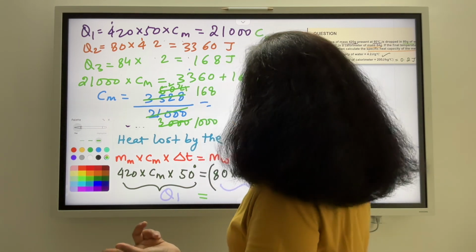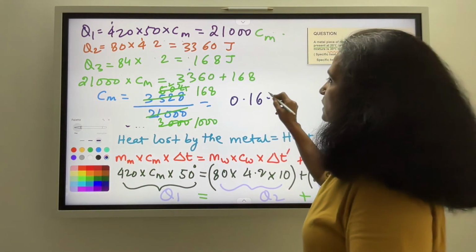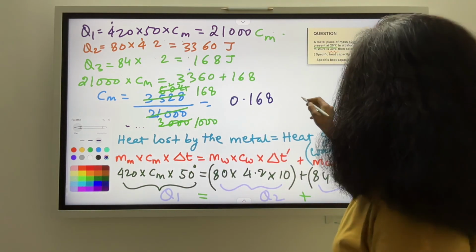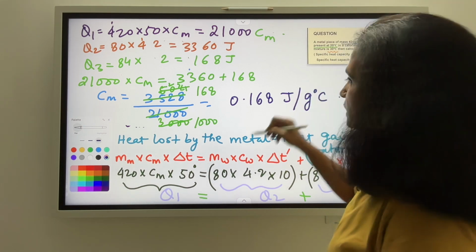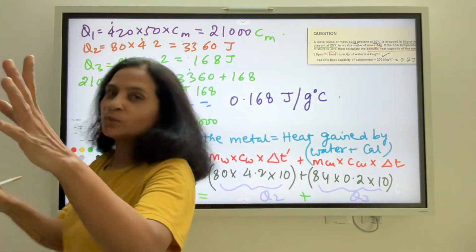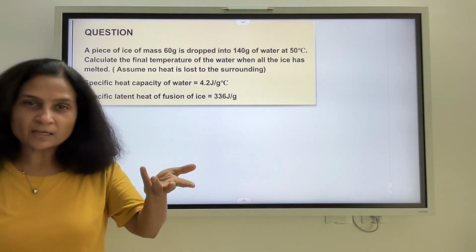So 168 by 1000, 0.168. What is my unit going to be? Joule per gram degree centigrade. No answer is complete without the unit. Here is the next question for you.